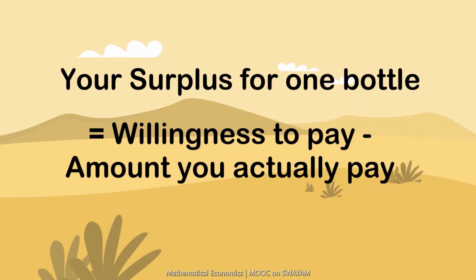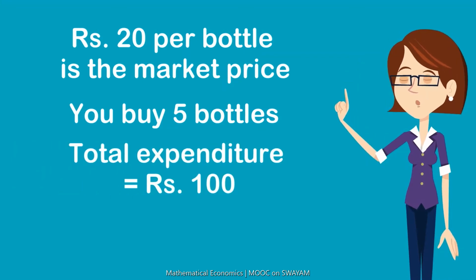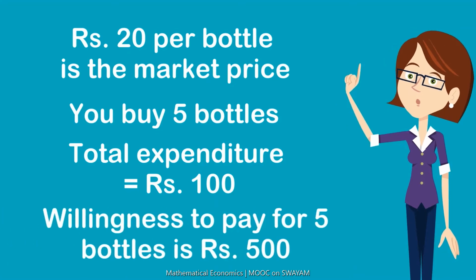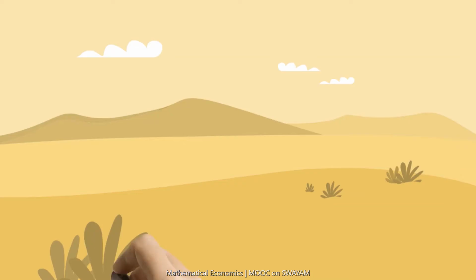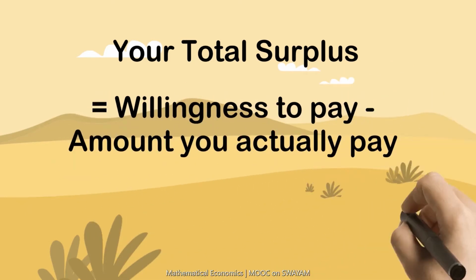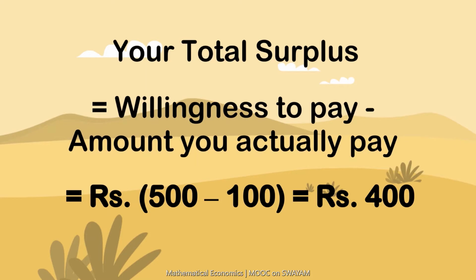For 5 bottles, you paid a total expenditure of rupees 100, which otherwise you were willing to pay rupees 500. Therefore, your total surplus is equal to rupees 400. Let us understand this situation using a numerical example.